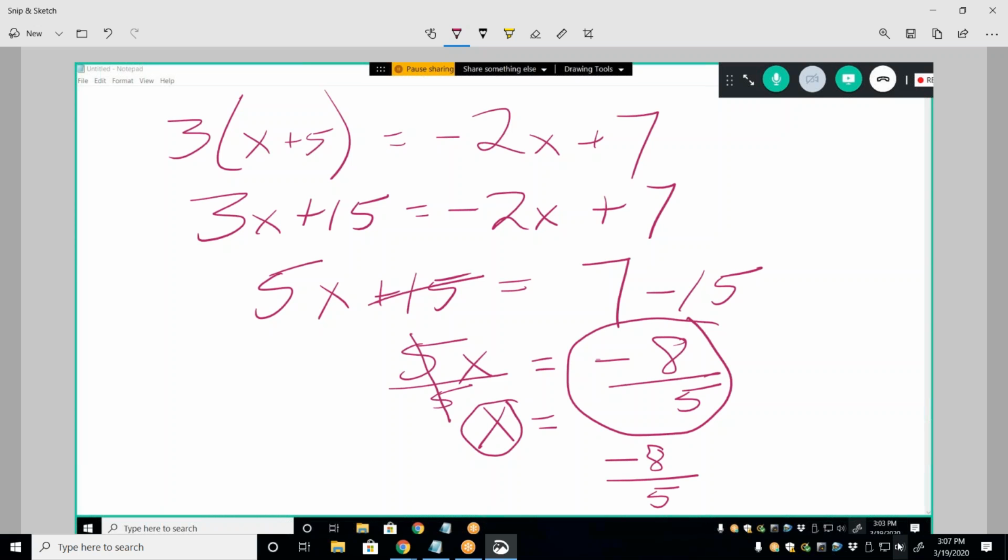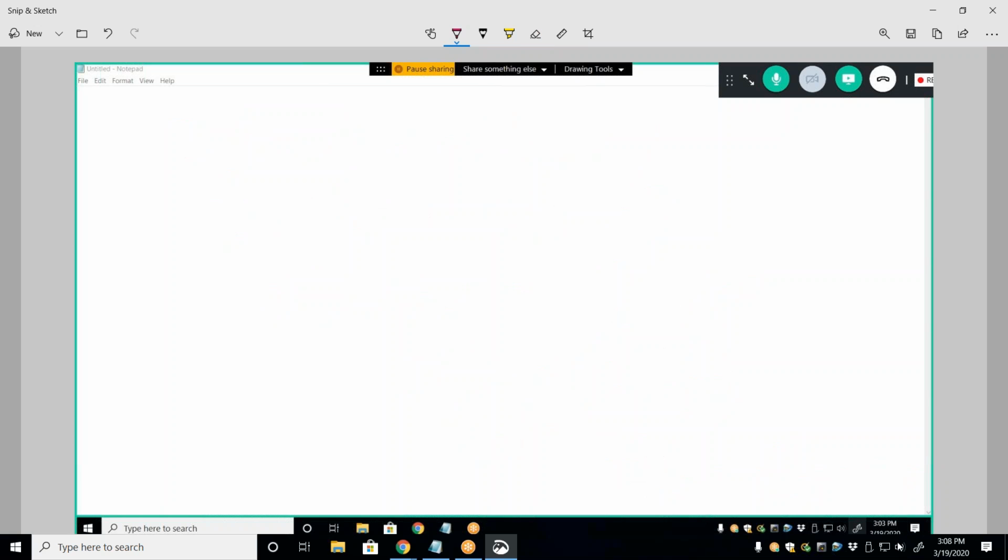Now, it's important to understand one thing. That is the same as that, which is the same as that. Okay, you understand that? Doesn't matter whether the negative sign's in the numerator, the denominator, or out front. All three of those are the same value. Okay. All right. Let's talk about fractions.